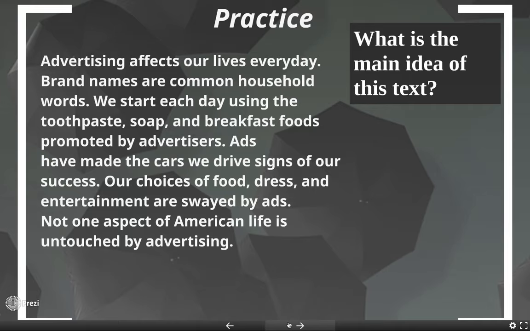All right. Advertising affects our lives every day. Brand names are common household words. We start each day using the toothpaste, soap, and breakfast foods promoted by advertisers. Ads have made the cars we drive signs of our success. Our choices of food, dress, and entertainment are swayed by ads. Not one aspect of American life is untouched by advertising.